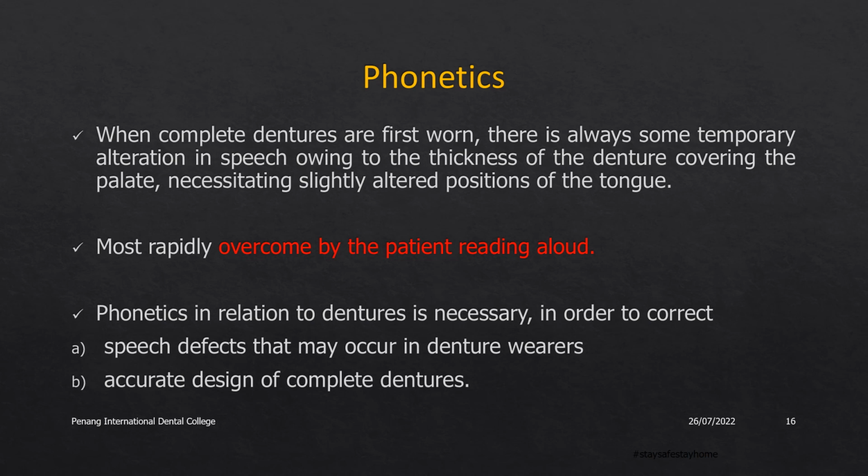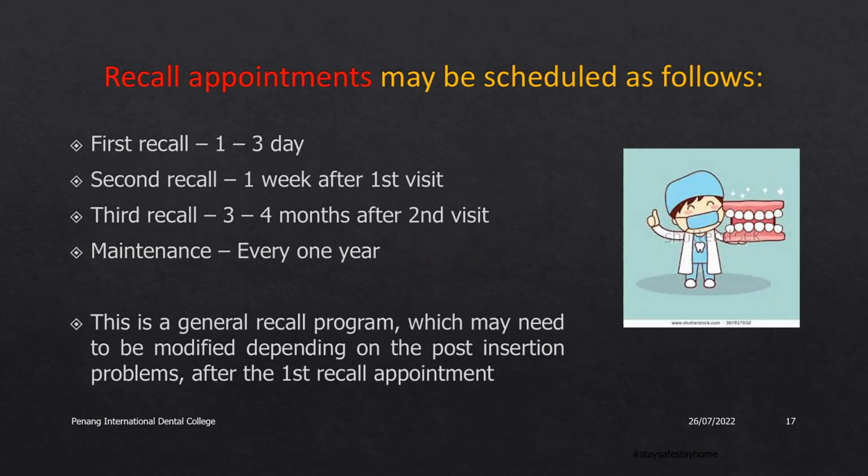So these things need to be corrected, and if we know the cause, we can correct the cause either at the same appointment or at a different appointment. Now coming to the recall appointment, the first recall is usually scheduled within 24 to 48 hours or 72 hours, depending on the convenience of the patient. The second recall is usually after 1 week, which is very important because most denture patients require at least two recall visits in the near vicinity.